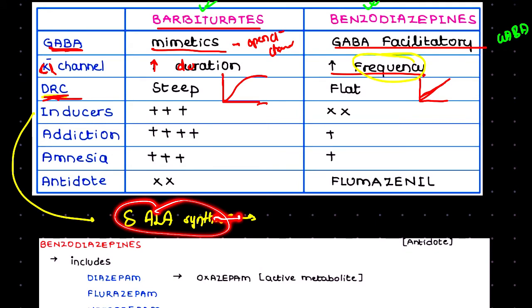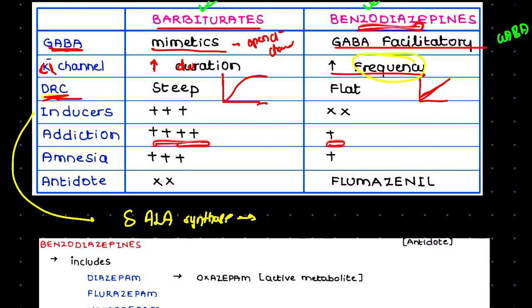A lot of porphyrins will be formed, and these will give rise to acute intermittent porphyria. So barbiturates are contraindicated in patients with acute intermittent porphyria. But we can use benzodiazepines. So this was about inducers. But benzodiazepines are not inducers. And talking about addiction, barbiturates are very much addictive.